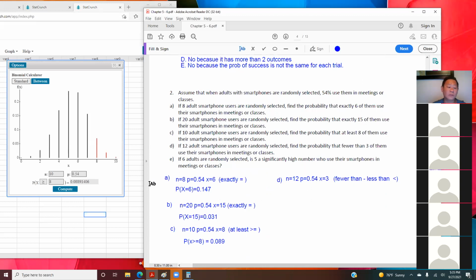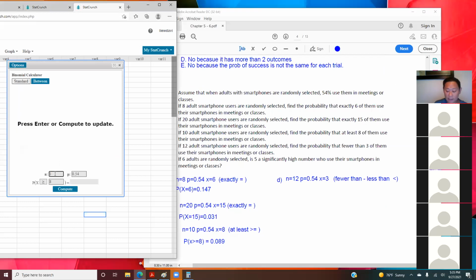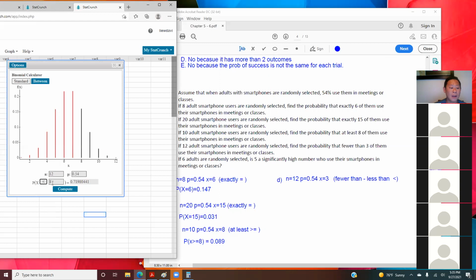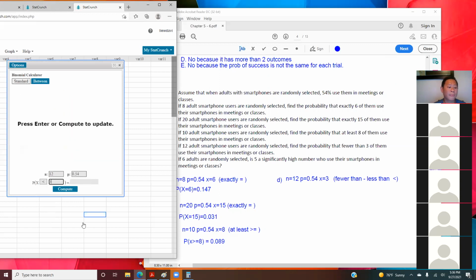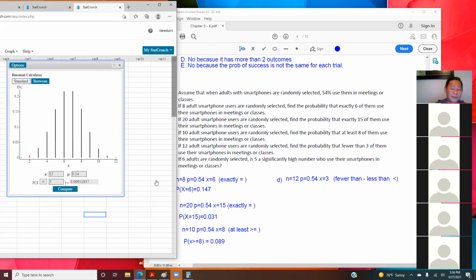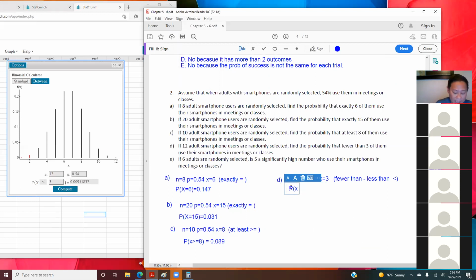So go ahead and type this into your StatCrunch here. N in this case is 12. P is still 0.54. Which of these symbols is less than? If you look at the top, 1, 2, 3, 4, 5, the last one is equal to. The third one. And X is 3 here. You guys doing okay? And compute. So P(X less than 3) is equal to 0.010. If I round to 3 places, the 5 is big enough to round up. So you guys doing okay?